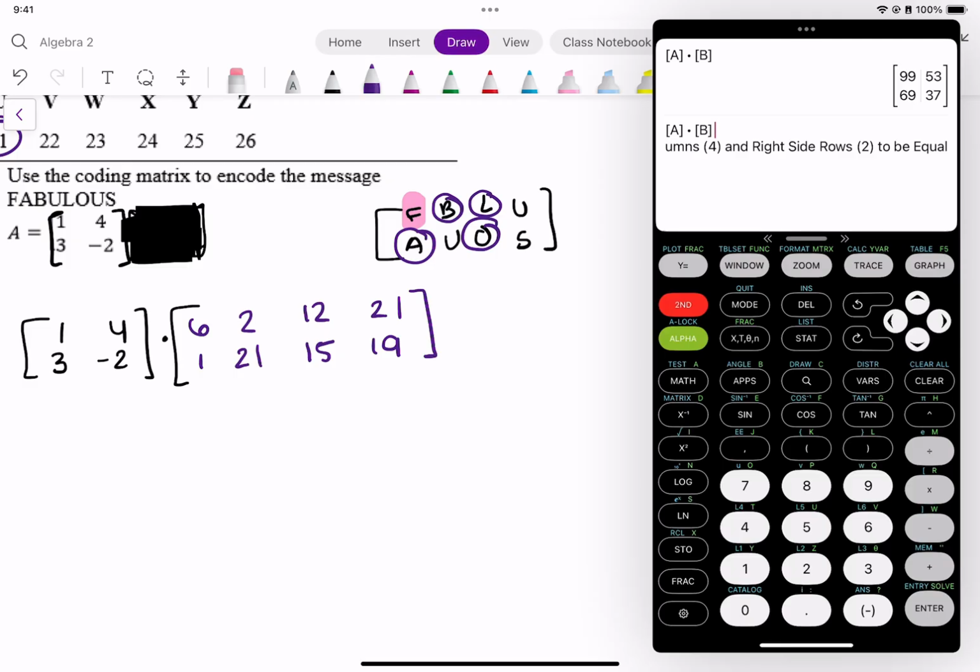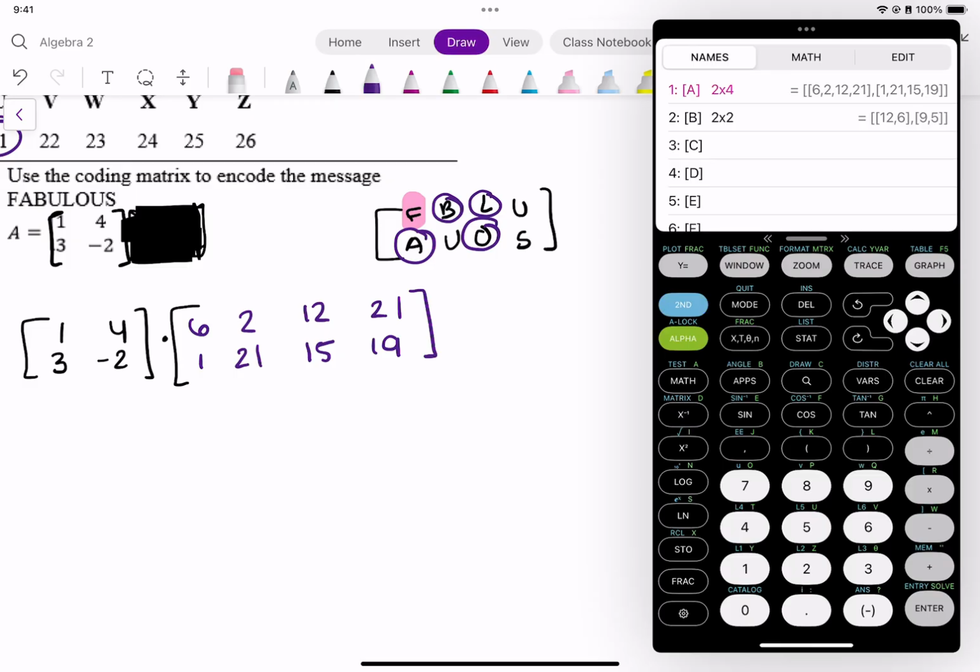Okay, let's see what happened. We probably saved something wrong. Okay, I see. I saved my B under A. I rewrote it. I did not shift. So let me rewrite B.